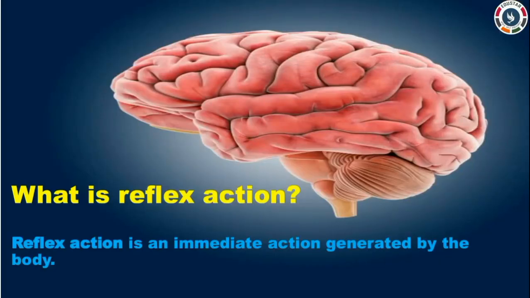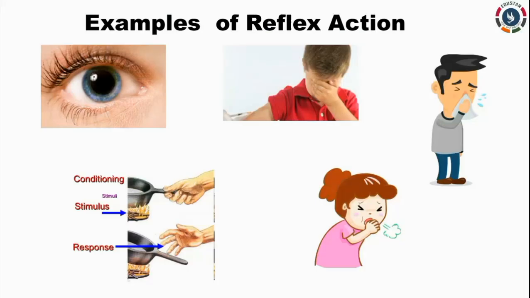What is reflex action? Reflex action is an immediate action generated by the body. But this kind of action happens without the involvement of the brain. A few examples of reflex actions are: when light acts as a stimulus, the pupil of the eye changes in size; sudden jerky withdrawal of the hand when pricked by a pin or touching a hot object; and coughing or sneezing.